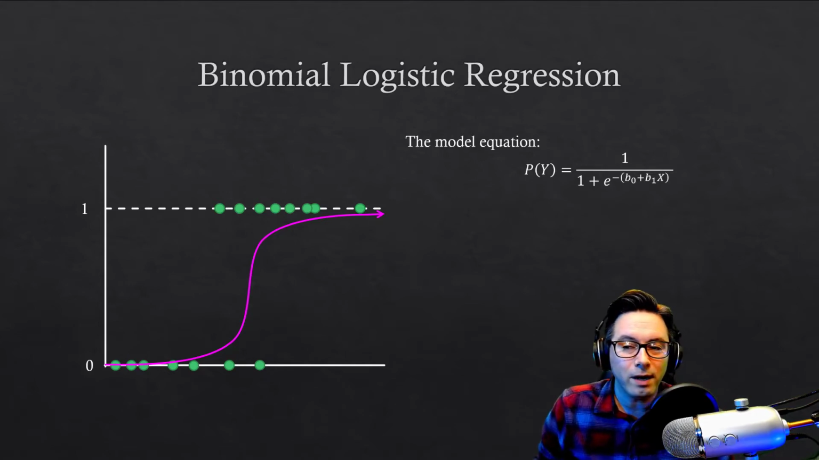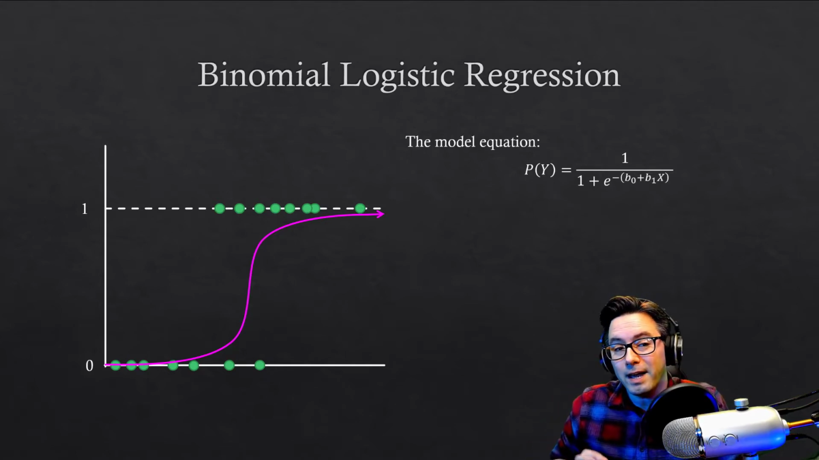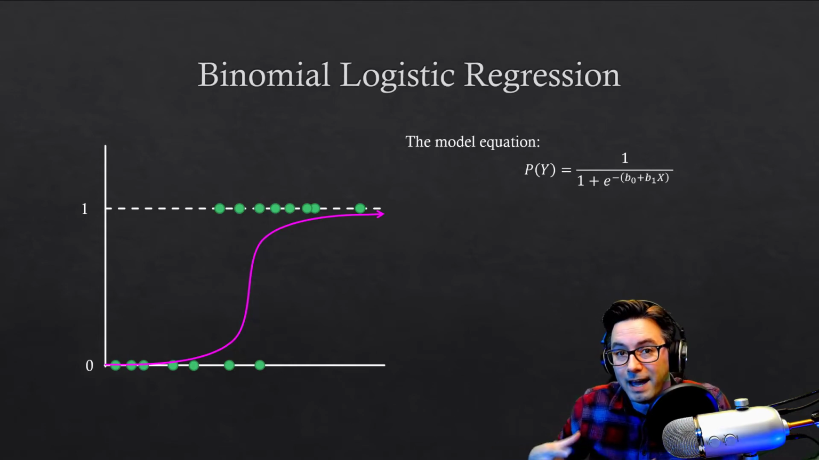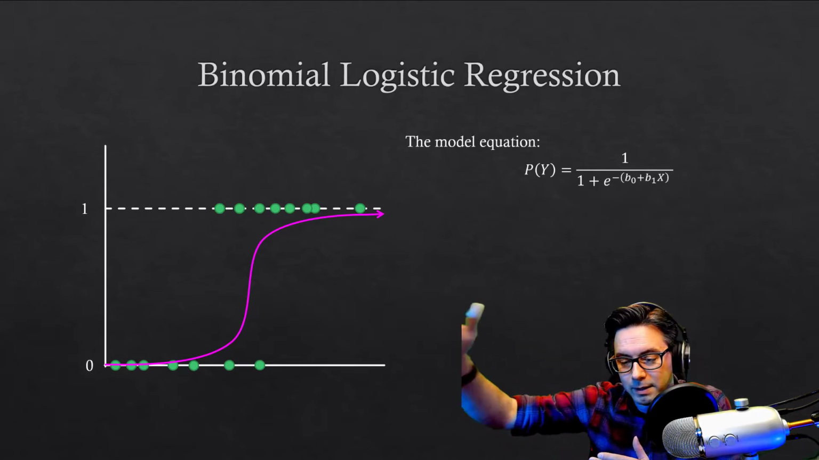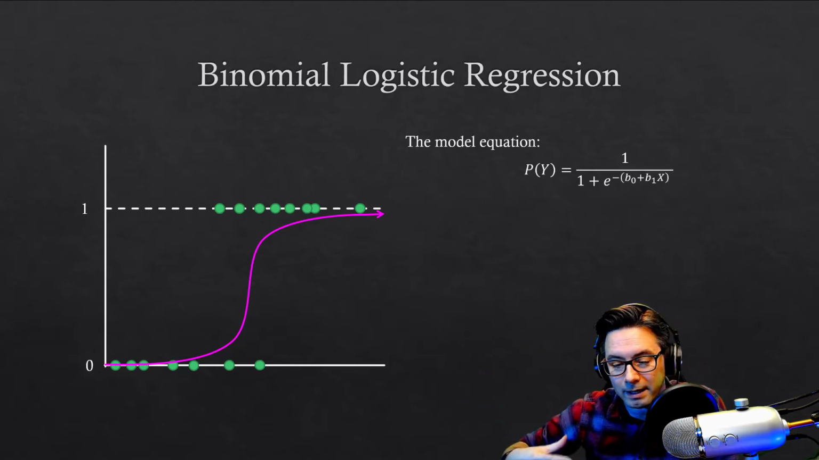But one of the things that I want to point out is that in our model, it's P of Y, right? It's the probability of something happening. That's what our model is saying. Before, we were saying, all right, it is going to be this or it's not. Now we're thinking about how likely something is.